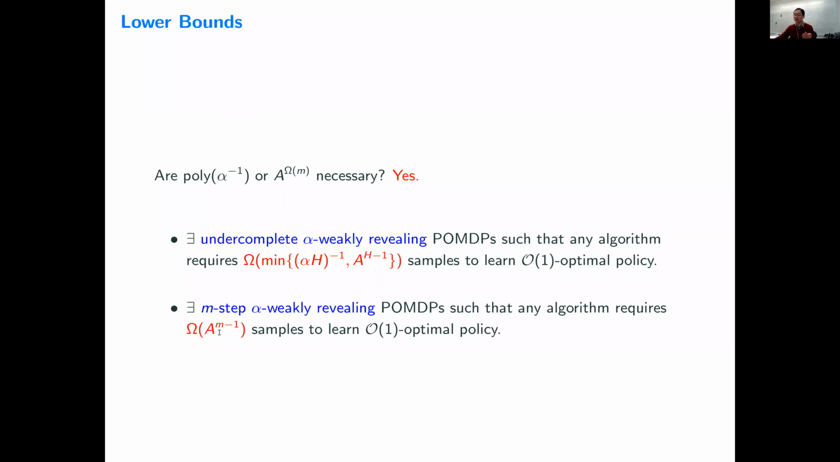So if we make a stronger assumption, where we say for some particular action sequence the observation is weakly revealing the states, then we don't need to pay this A to the m factor. Okay, this is just assumptions, and in our assumption A to the m is necessary. Okay, so these are the results.